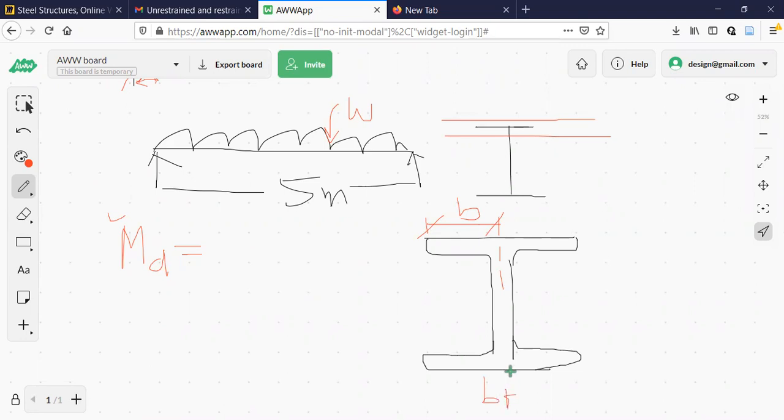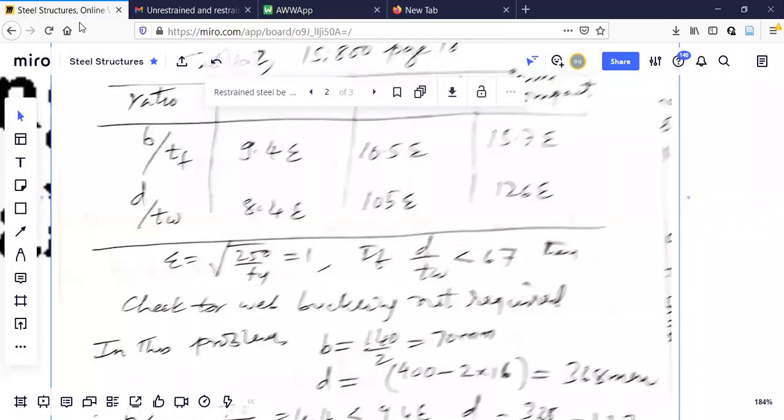Okay. D is inside to inside. So this is B and D. Your Table 2 depends on these parameters. That is why you should know what they are. So B and D I have defined here.